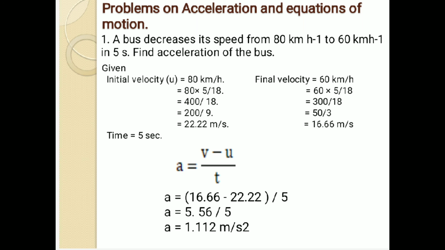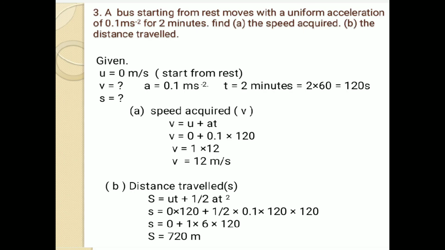Is it clear? This is a very simple and easy sum. You have to know which is the initial velocity and which is the final velocity. Next, this is one more sum regarding the equations of motion. How to select the equation of motion: first we have to write the given data, and by using the given data you can select the equations.